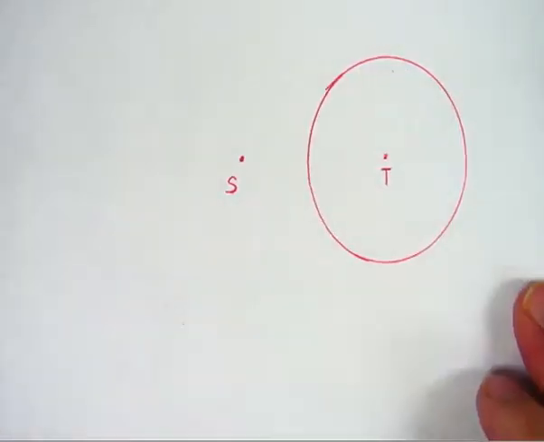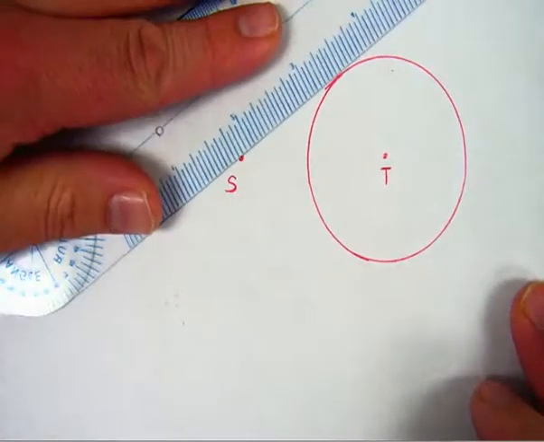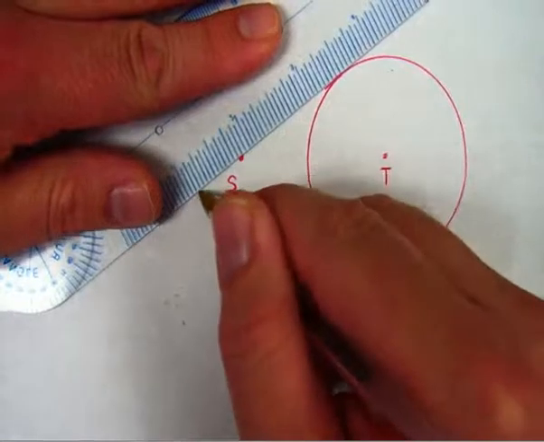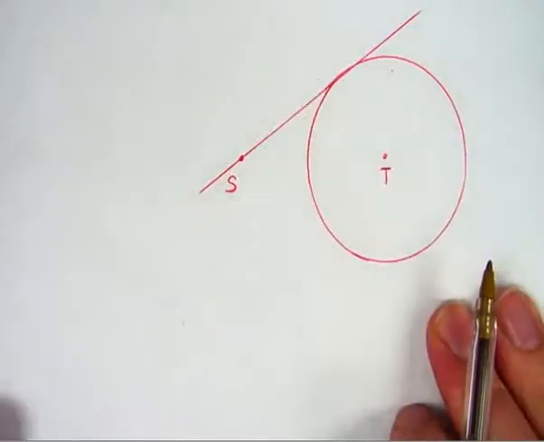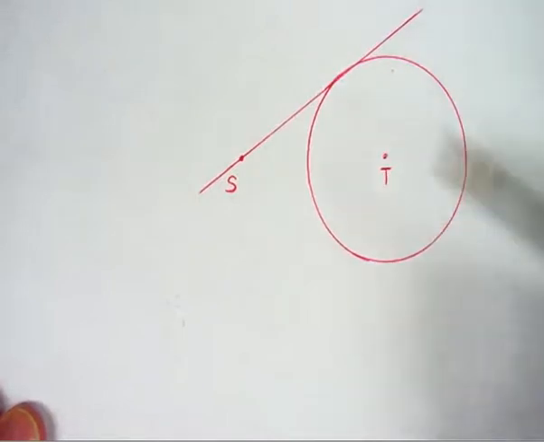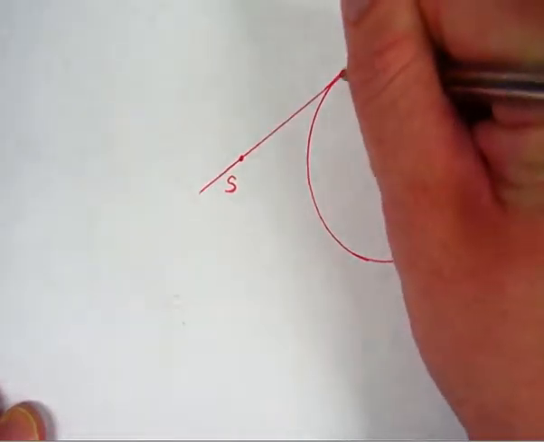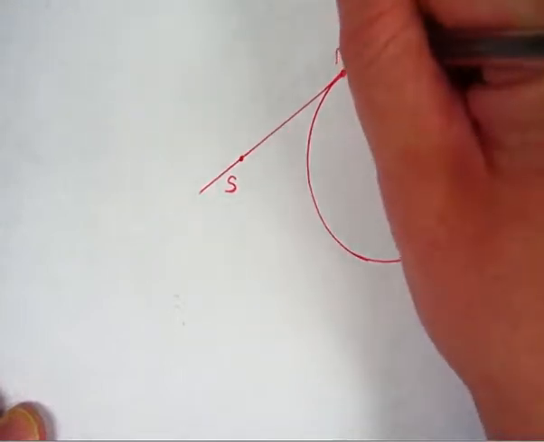And so what I'm going to do now is draw a line through S that just barely touches the circle, so that it looks like this. And now, if that was drawn perfectly, obviously I'm not perfect and never shall be, but this just touches right there. We'll call this point R.